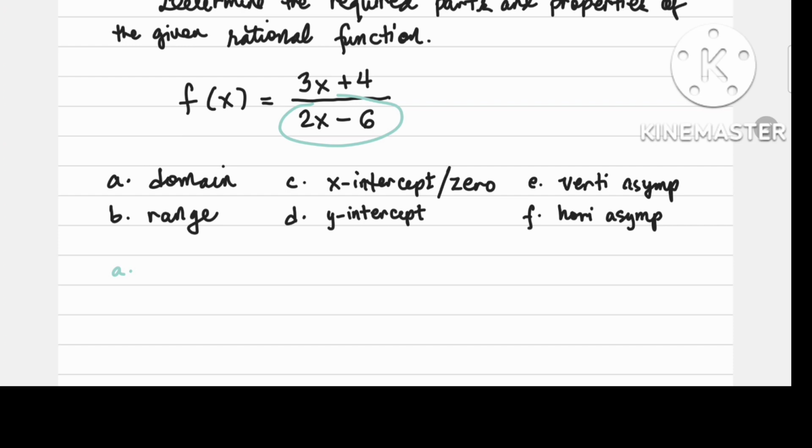If your answer is 3, then you are right. Therefore, the domain of our function is all real numbers except this number 3, because 2 times 3 is 6 and 6 minus 6, that is 0. Or we may write the domain this way: x should not be equal to 3, right? We'll go back to the range later.